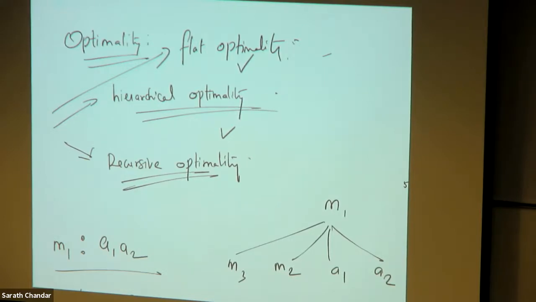Yeah, question? I kind of don't understand the difference between hierarchical and recursive optimality. Can you give some examples maybe?